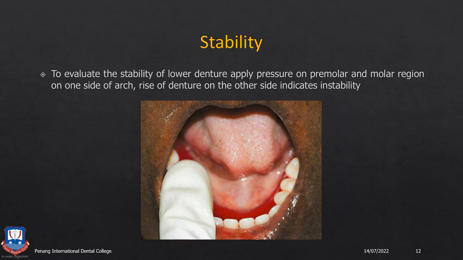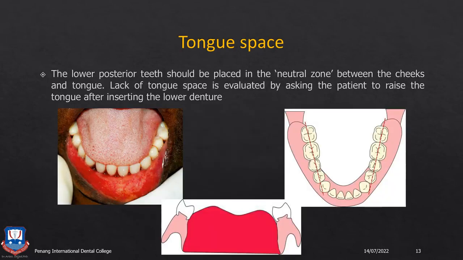Okay, and then you check for the tongue space. As I mentioned, tongue space is very important in the stability of the denture. If the tongue space is not passively provided, then it will result in instability or displacement of the lower denture. So the proper tongue space should be provided. The level of the occlusal plane should be just below the lateral border of the tongue. It should not be at the level of the tongue at rest. It should be below the lateral border of the tongue at rest.